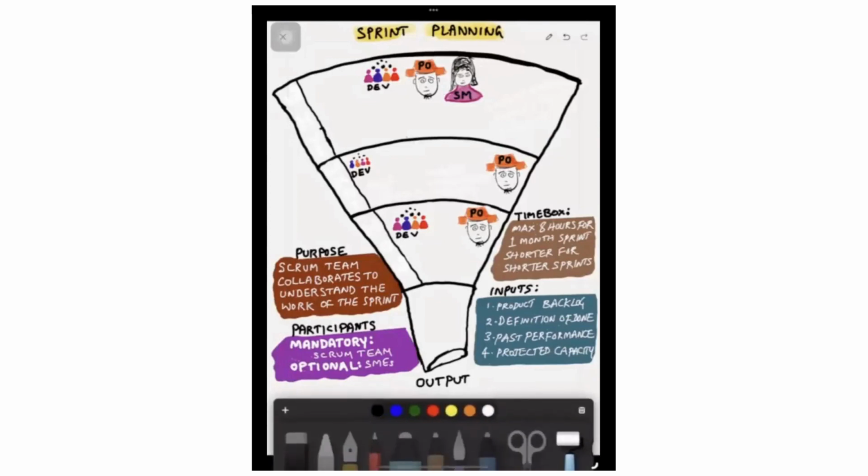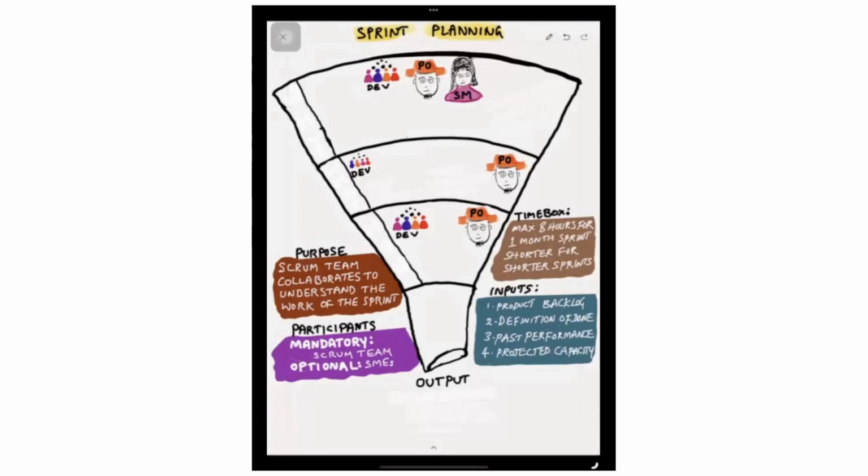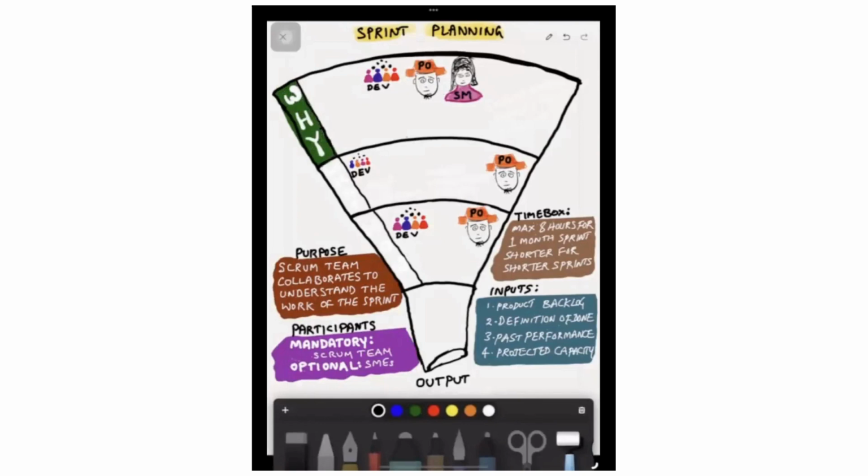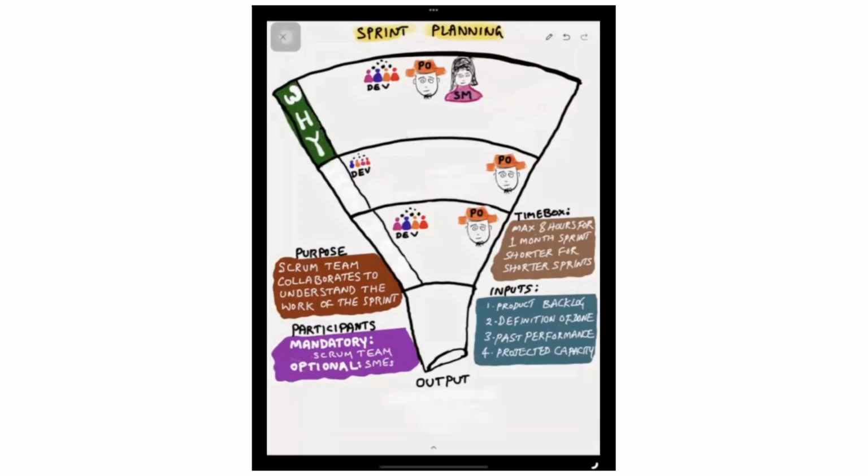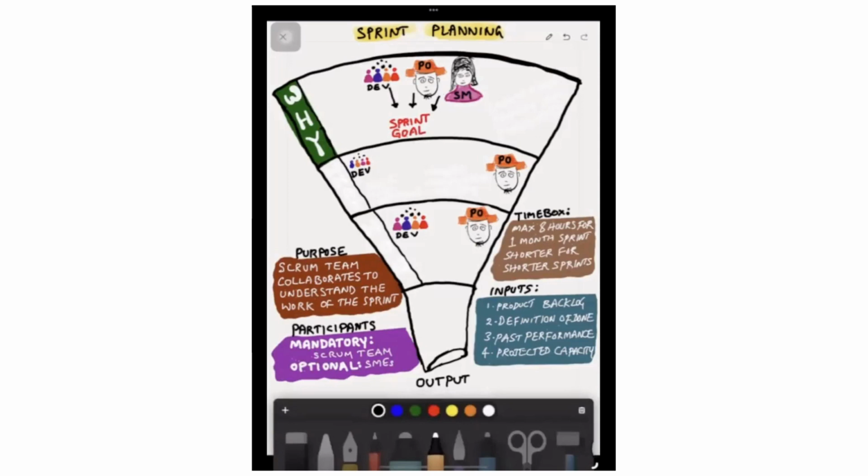So the sprint planning comes with 3 topics. The first topic is why. Why the sprint is valuable, important, and why should we invest time, effort, money into the sprint. So here, the entire Scrum team, which includes developers, product owner, and Scrum master, collectively and collaboratively decides the sprint goal for the sprint.